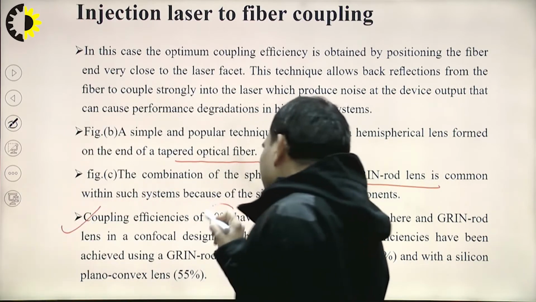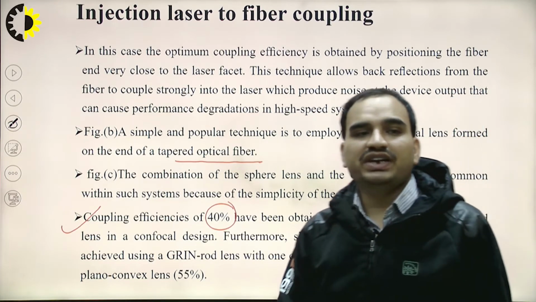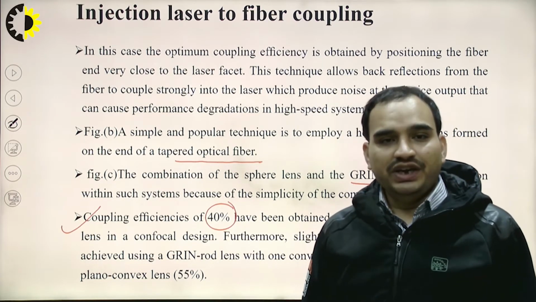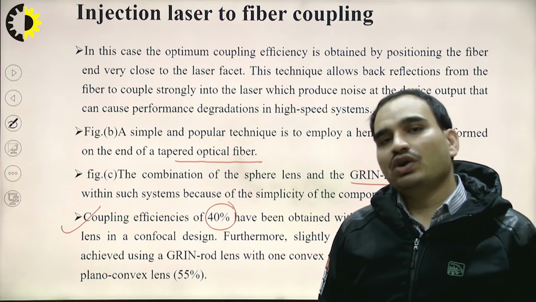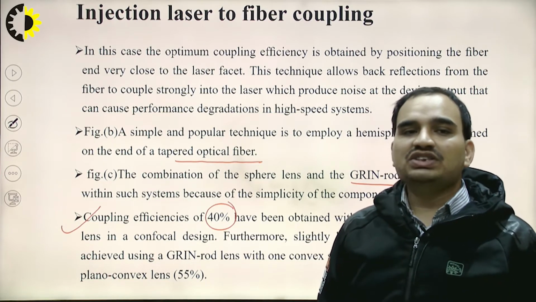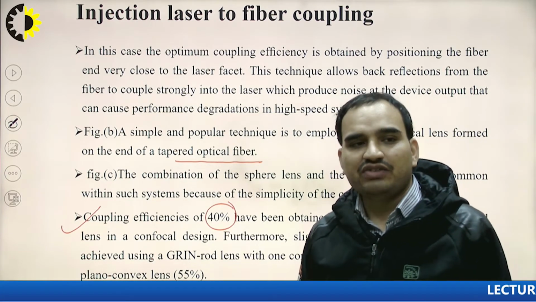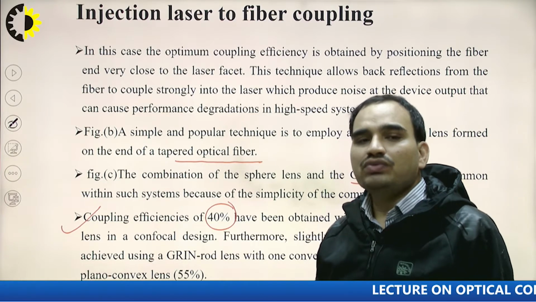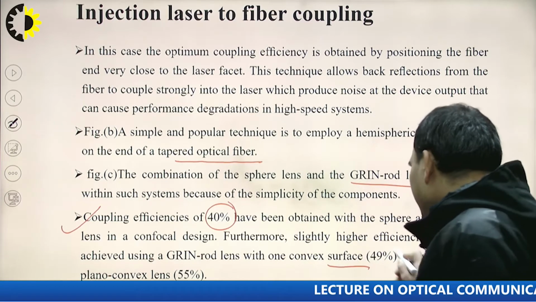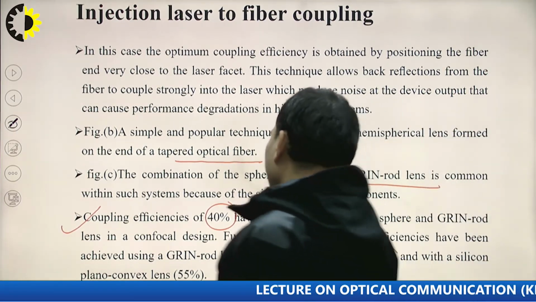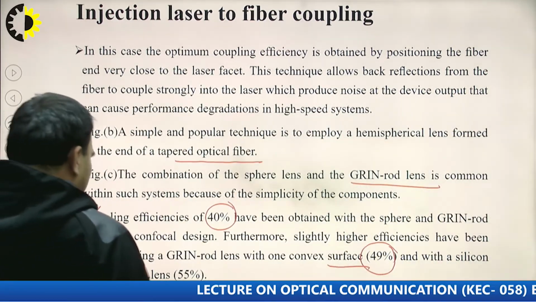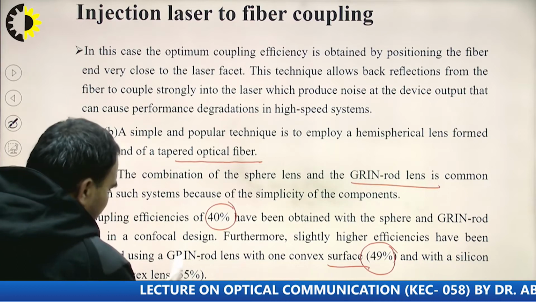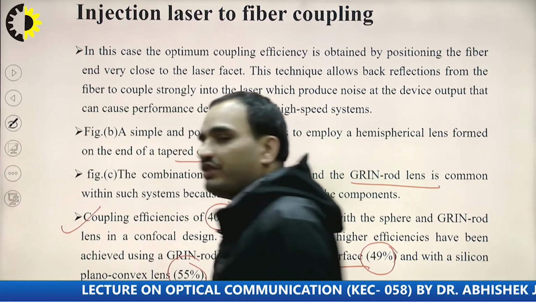A coupling efficiency of 40% is obtained with the sphere and the graded-index rod lens system in a confocal design. Furthermore, slightly higher efficiencies have been achieved using the graded-index rod lens with one convex surface, that is 49% efficiency, and if we use a silicon plano convex lens, we get an efficiency of 55%.